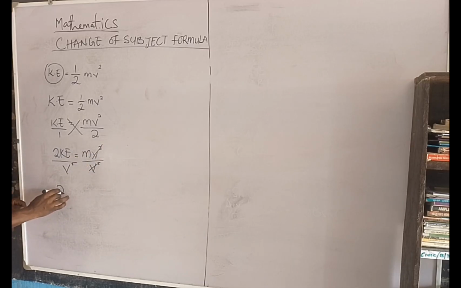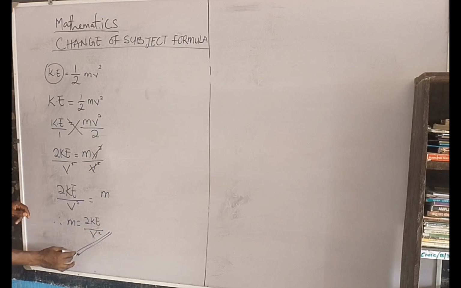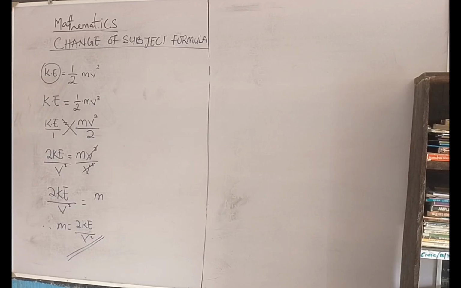Then we'll be left with 2KE over v squared is equal to m. Therefore m is equal to 2KE over v squared. Now we have made m the subject of the formula. So this is just a simple question from change of subject of formula. Now let's look into another question.